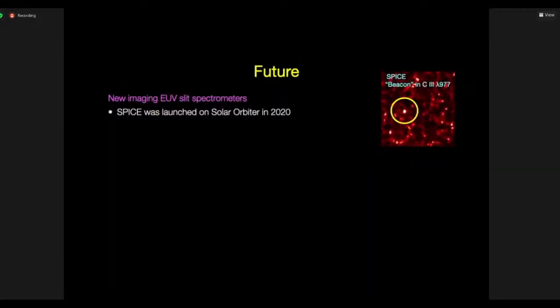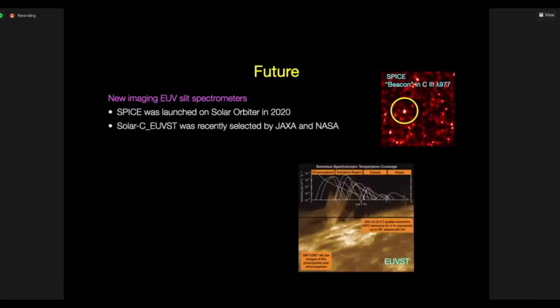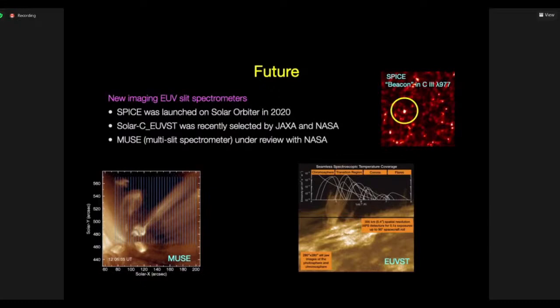Okay, so that's the end of my talk. To finish it, I'll just highlight that EUV slit spectrometers have a very bright future. SPICE was launched on Solar Orbiter last year, and the early data have been coming in. At the AGU last year, new beacons, as they were called, were reported by Andre Fludra, as shown in the top right image on this slide. Recently, JAXA and NASA selected the EUVST mission concept, which will be launched in 2026. This will be essentially the perfect slit spectrometer, giving seamless temperature coverage of the entire solar atmosphere at sub-arc-second spatial resolution. And I'm also hopeful that MUSE may be selected this year by NASA.